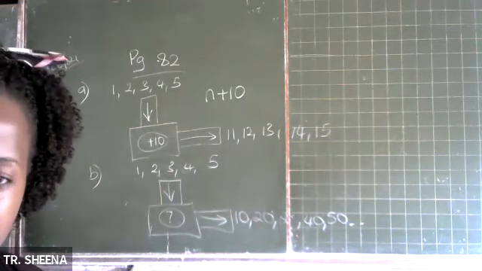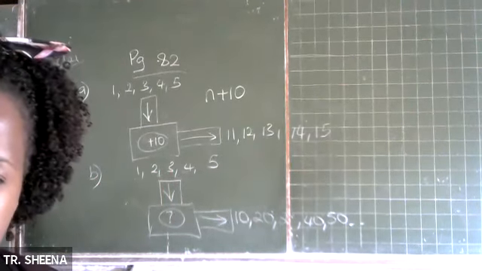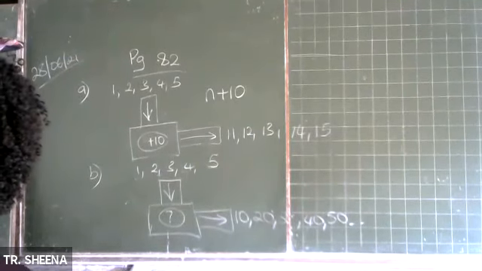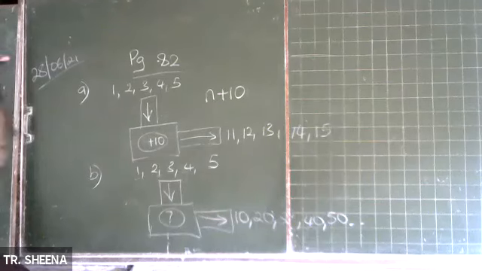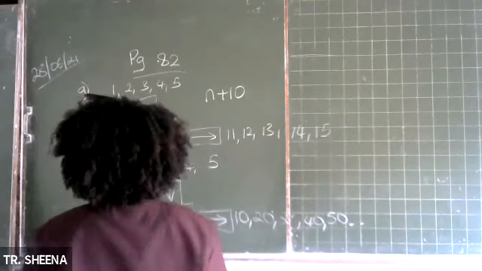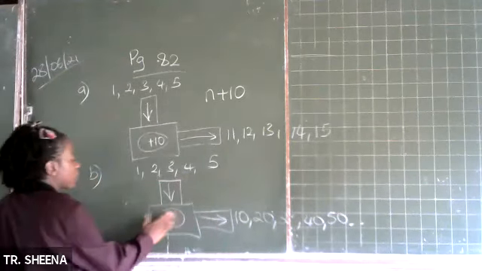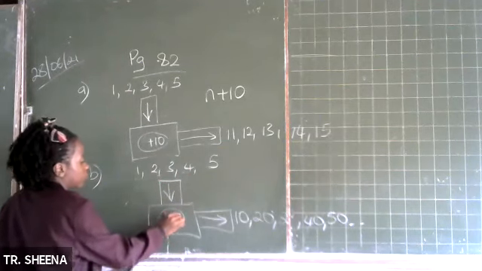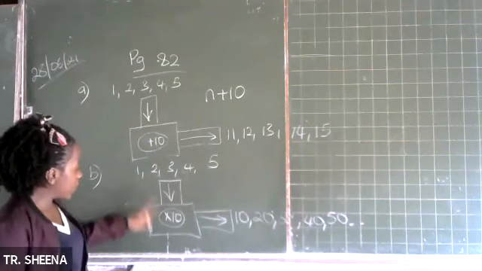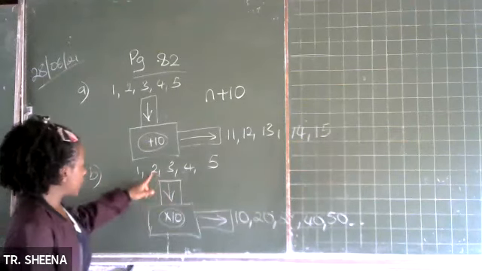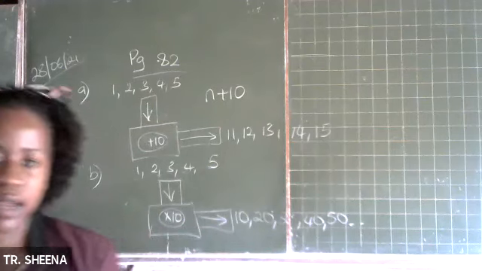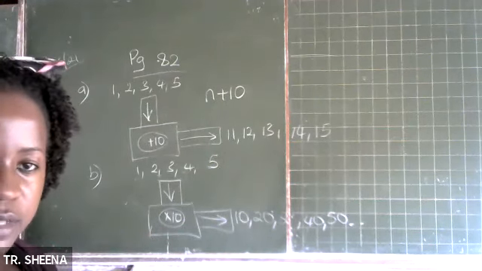I hope people who had missed are somehow getting an idea. Yes, Miracle? N times 10. Okay, thank you. So I'm going to just put in here times 10 to show that I multiply the 1 by 10 to get 10, the 2 by 10 to get 20. Okay, this one was very, very direct.